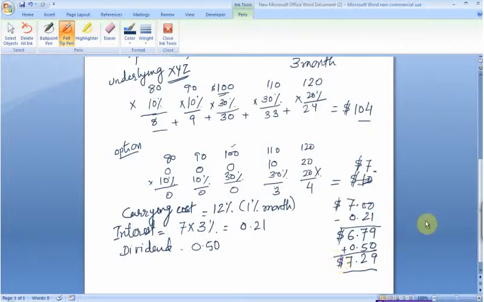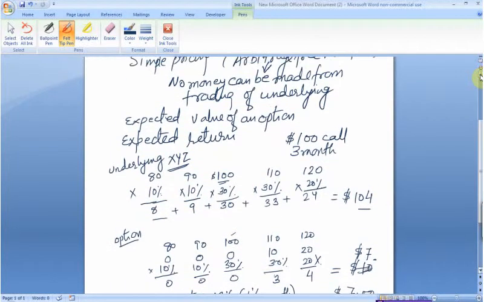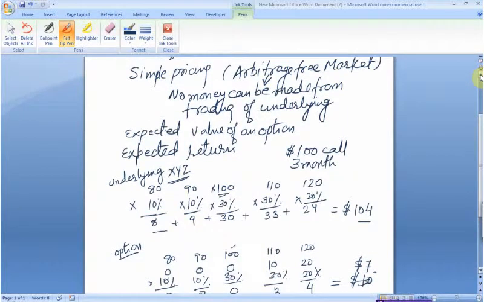And again just to clarify, when I mentioned the arbitrage free environment over here, arbitrage free market, it says no money can be made from trading of the underlying, and here I just said I made $4, but what would happen is that the carrying cost minus dividend would be equal to $4.